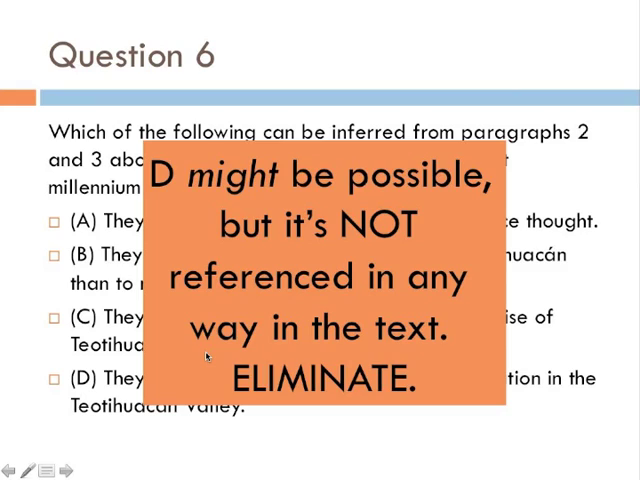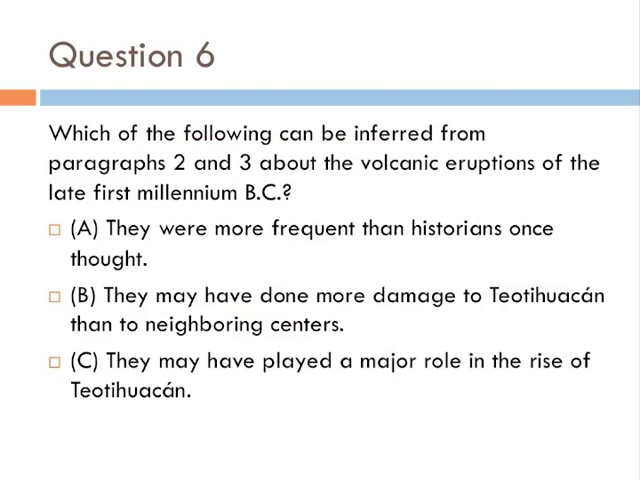So first off, let's look at the answer choices. Well, first off, D might be possible. But if you notice, it's not referenced in any way in the text. They mention nothing about how irrigation played a part in the Teotihuacan Valley. So at this point, we're going to eliminate D. All right, now let's look at our 3 remaining choices. Is there another one that we could eliminate?